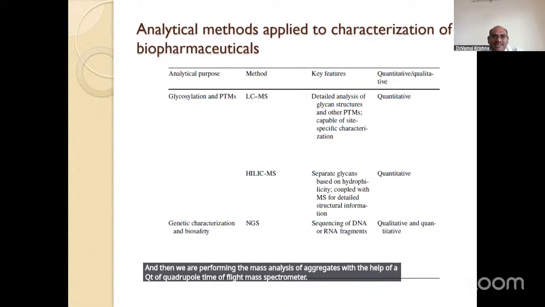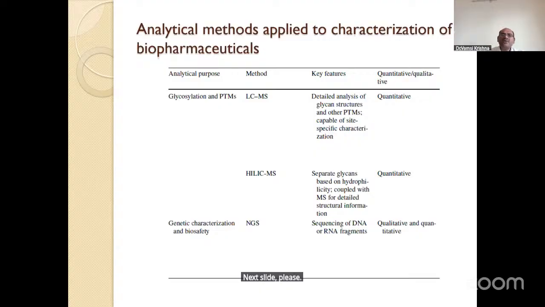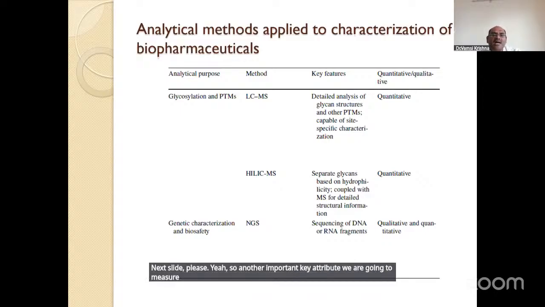Next slide please. Yeah, so another important key attribute we are going to measure is glycosylation and post-translational modifications. This glycosylation is very important.